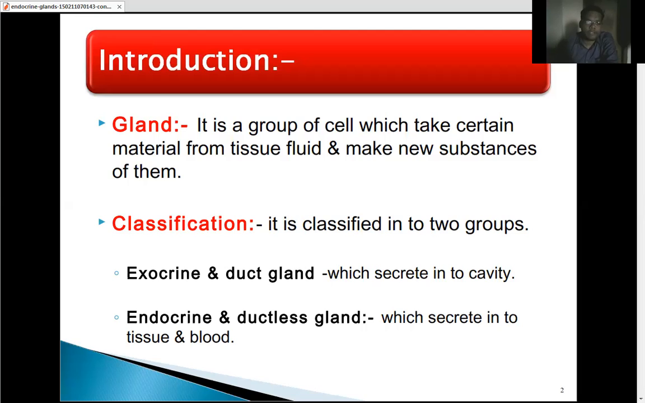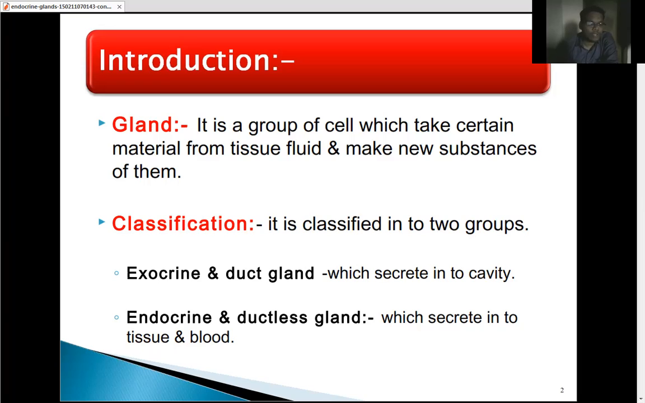What is a gland actually? It is a group of cells which take certain material from tissue fluid and make new substances from them. It means from the glands we find hormones. So the source of the hormones is mainly the glands.